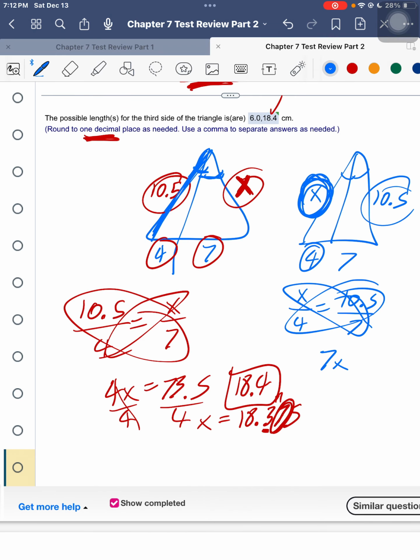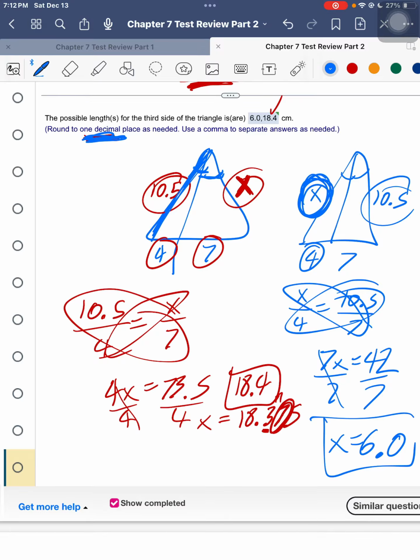4 times 10.5 is going to be 40... I think I know this. I want to do it in my head. I'm too tired. Okay, 10.5 times 4 is 42. So now divided by 7, x equals 6. And remember, they want you to round to 1 decimal place, so just put 0.0, just to be safe. If you get a whole number and they want you to round, just put 0.0. So there's your answer, 6.0.